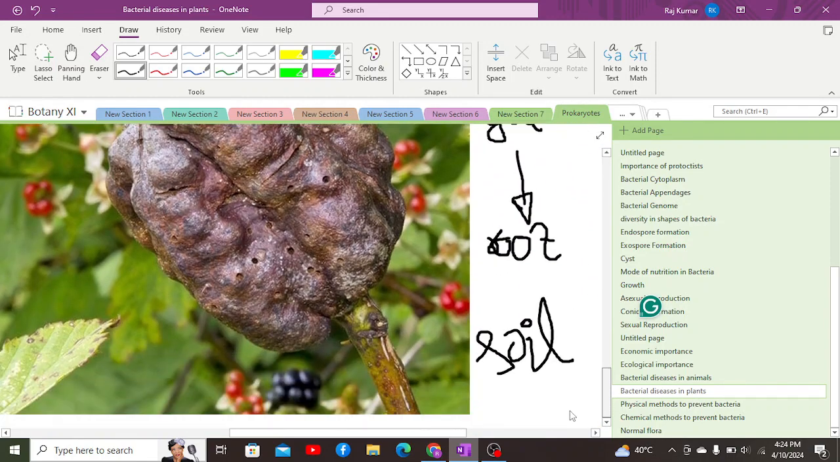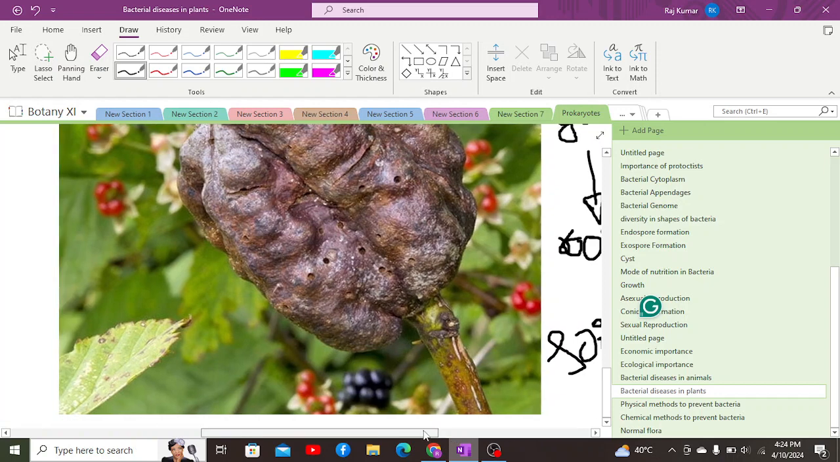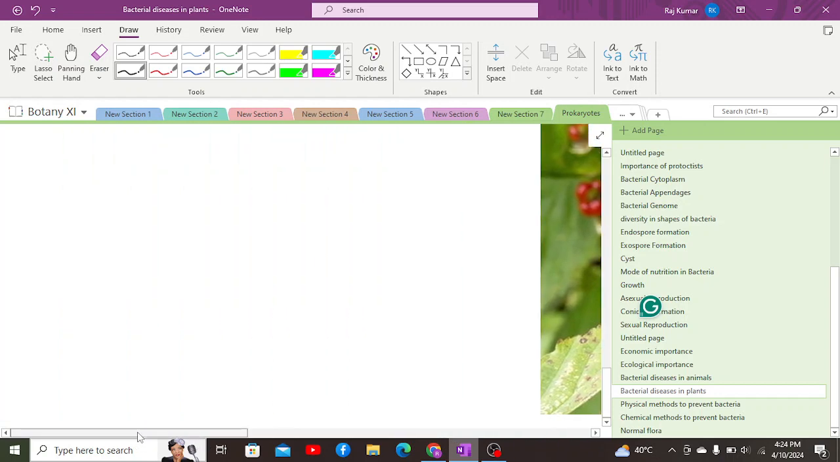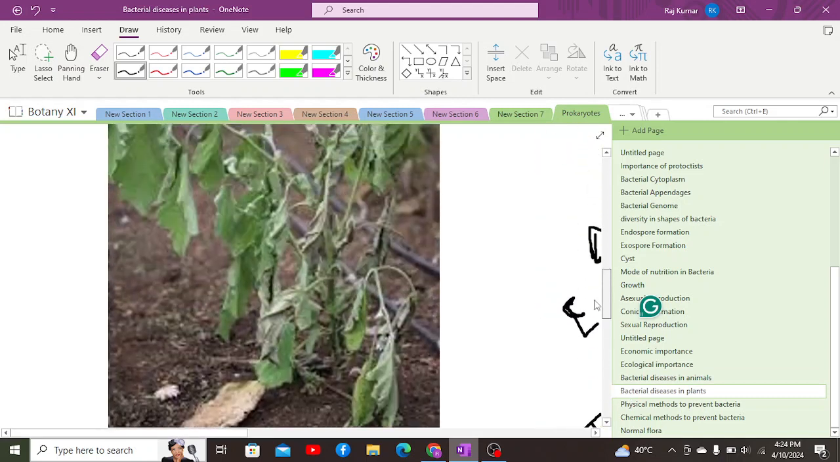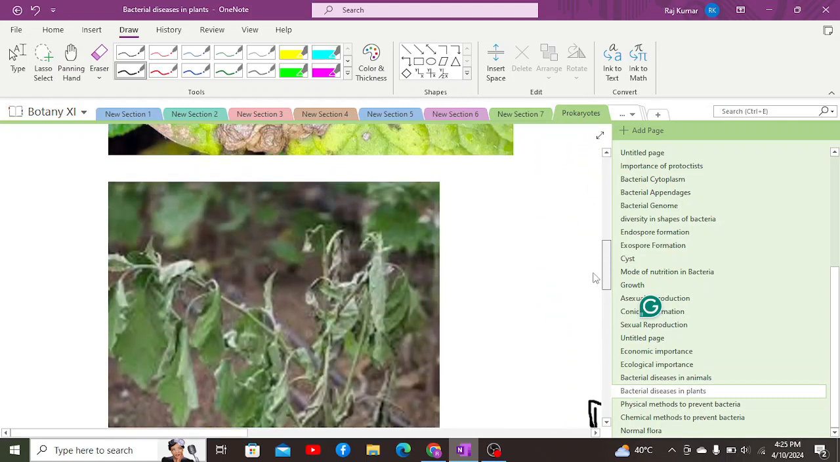And the last disease which we are going to study over here is bacterial wilt. Bacterial wilt is basically a disease caused by Pseudomonas solanacearum. In this disease, what actually happens is that there is loss of turgidity of the leaf blades, as a result of which the plant loses its turgidity.